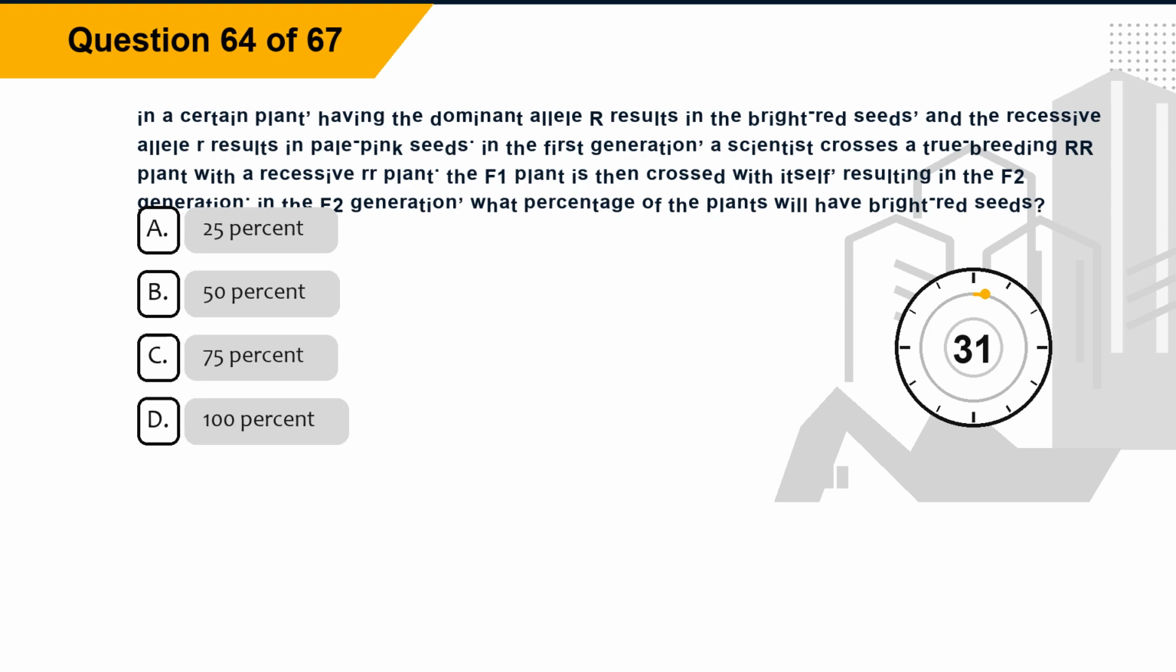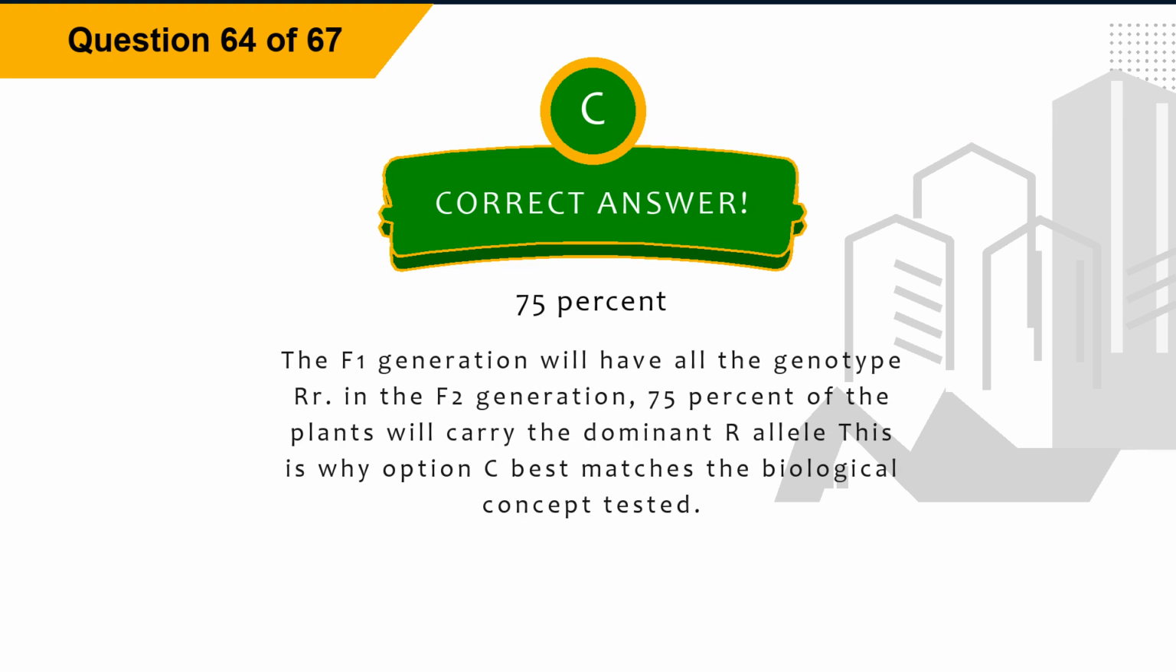Question 64. In a certain plant, having the dominant allele, R, results in bright red seeds, and the recessive allele, r, results in pale pink seeds. In the first generation, a scientist crosses a true breeding RR plant with a recessive rr plant. The F1 plant is then crossed with itself, resulting in the F2 generation. In the F2 generation, what percentage of the plants will have bright red seeds? Option A, 25%. Option B, 50%. Option C, 75%. Option D, 100%. The correct answer is option C, 75%.